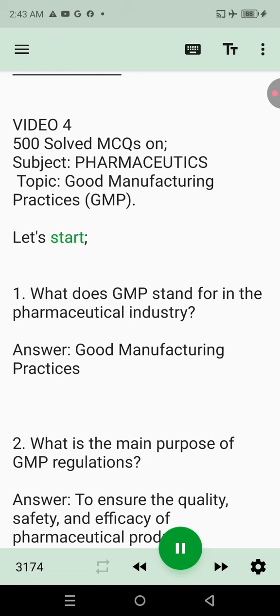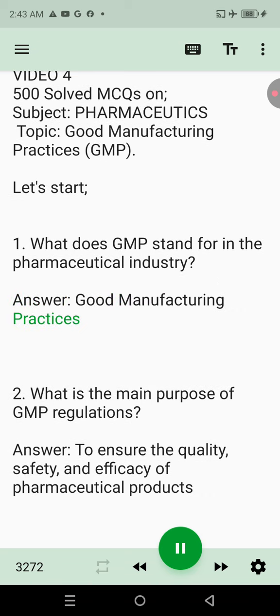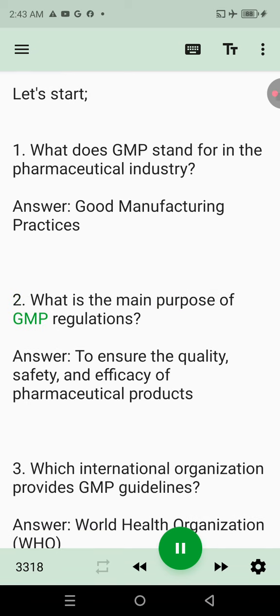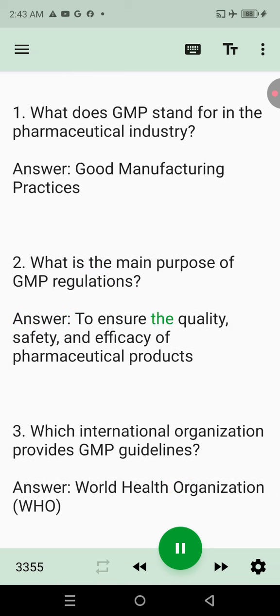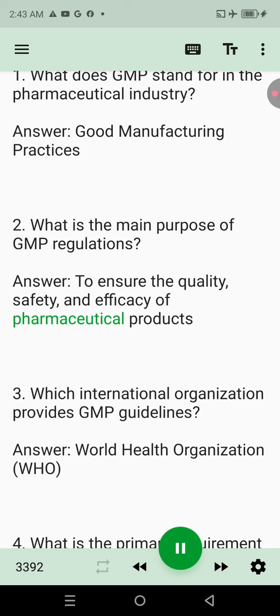Let's start. 1. What does GMP stand for in the pharmaceutical industry? Answer: Good Manufacturing Practices. 2. What is the main purpose of GMP regulations? Answer: To ensure the quality, safety, and efficacy of pharmaceutical products.